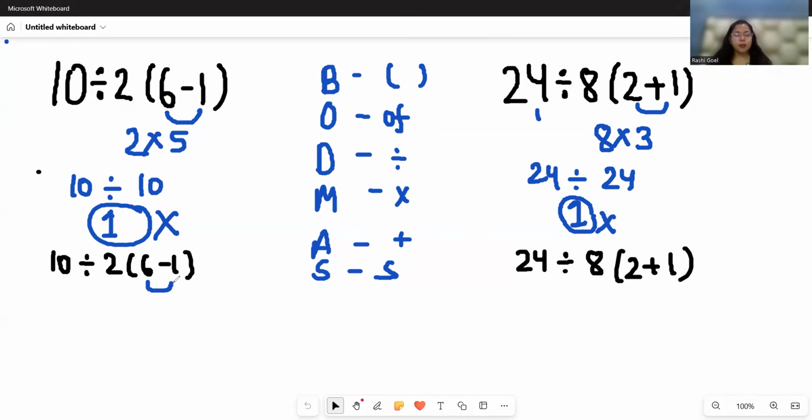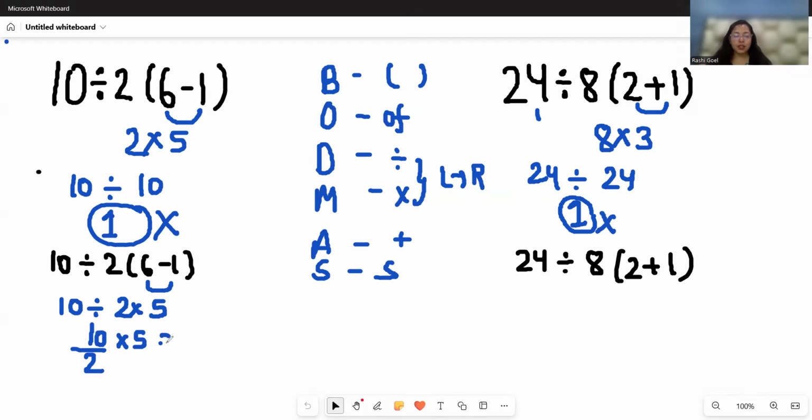So yes, first solve the bracket. 6 minus 1 is 5. So 10 divided by 2 multiplied by 5. Now the question arises that there is a division and multiplication. Both have the same priority. But what people forget is that we have to solve from left to right. So from the left, it's division first, then multiplication. So 10 divided by 2 is 5, and 5 times 5 is 25.